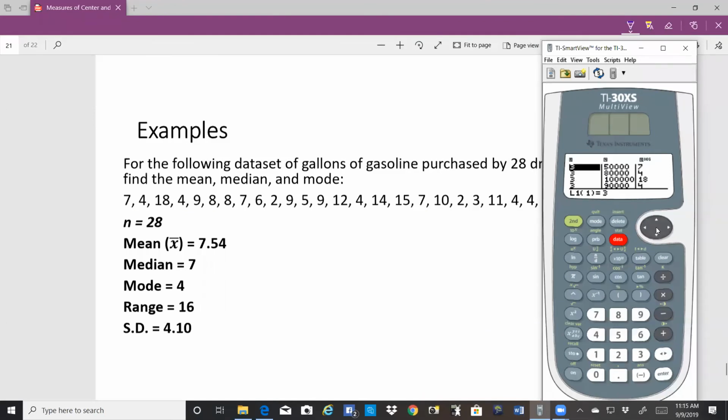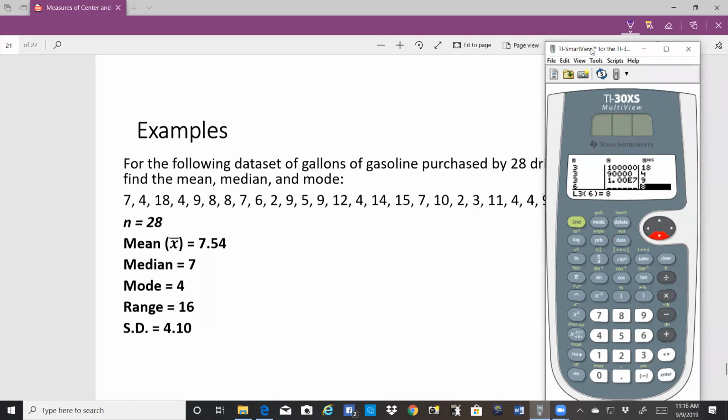But I'm going to go to L3 data set. Notice I've got L3. The first one is 7. Second one is 4, 18, and so forth and so on. I have put all of that data in the calculator all the way down to 3.